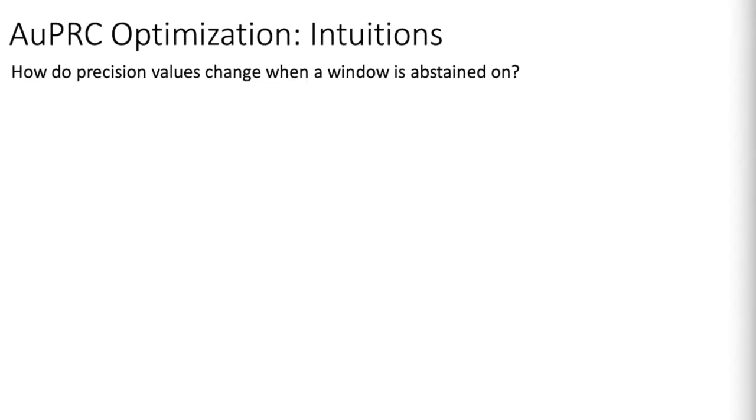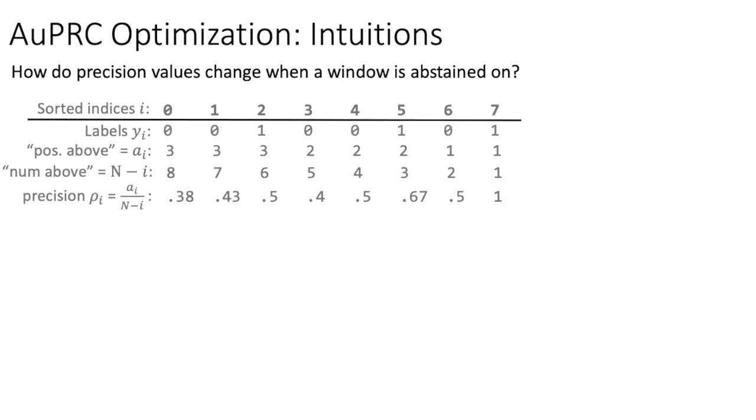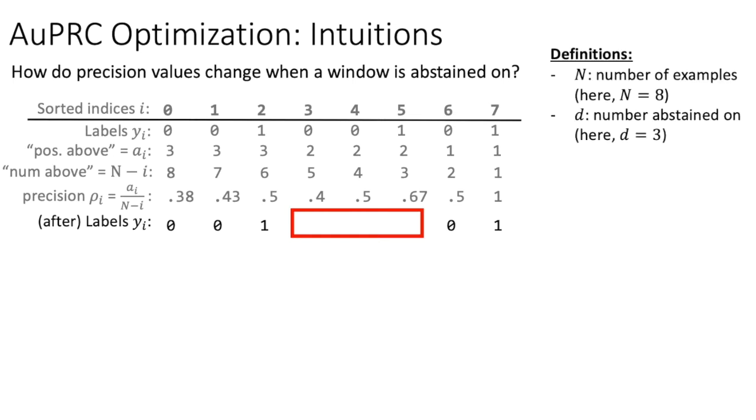We're now ready to start explaining our algorithm. First, let's build some intuition for what happens when examples in a particular window are abstained on. Let's revisit the example from before, and imagine we abstain on the examples at indices 3 to 5. Let's establish some useful notation. Let n denote the total number of examples, and d denote the number of examples abstained on, in this case 3. Let I_0 denote the start of the abstention interval, in this case also 3.